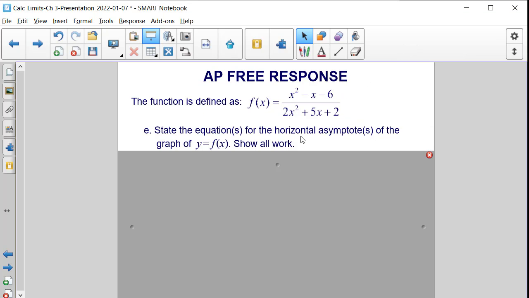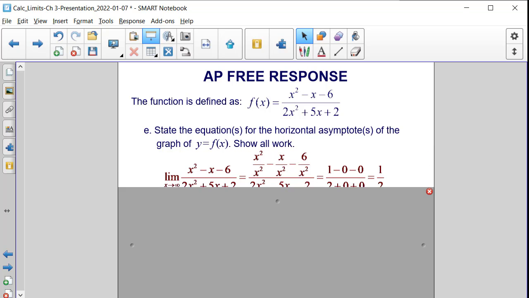State the equation or equations for the horizontal asymptotes of the graph of y equals f of x. Show all work. Well, in order to find the horizontal asymptotes of rational functions, we can find the limit of f of x as x approaches positive infinity and then again negative infinity. And then we would determine what the horizontal asymptote or asymptotes are. So let's start by finding the limit of f of x as x approaches positive infinity.